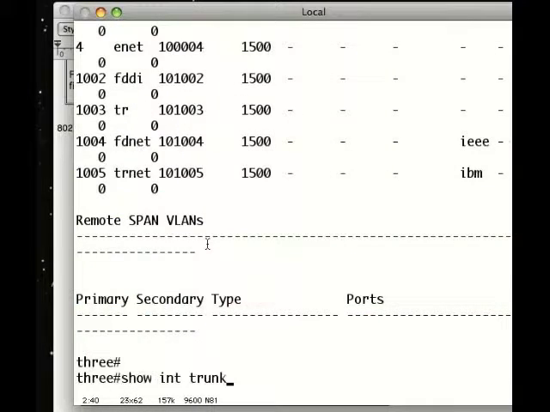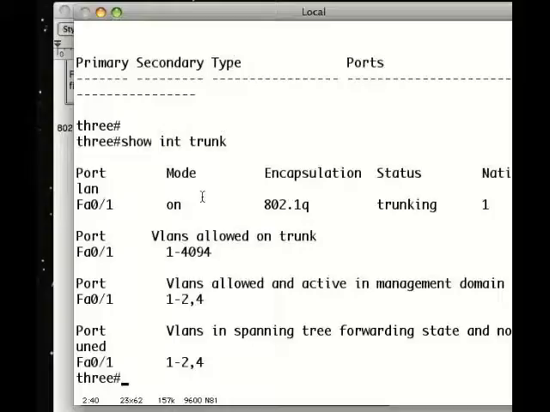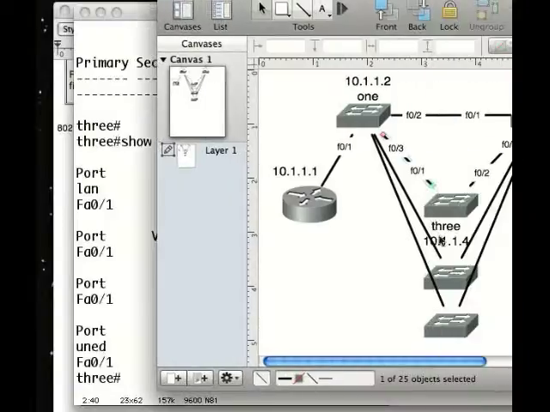Pretend they don't exist. And your trunk is pretending they don't exist. Show int trunk. Mode on. And then VLANs allowed and active in management domain: VLAN 1, VLAN 2, and VLAN 4. And then VLANs in spanning tree forwarding state and not pruned are 1, 2 and 4. Okay? So that's fine. We've got a trunk, or at least on this end we have a trunk.